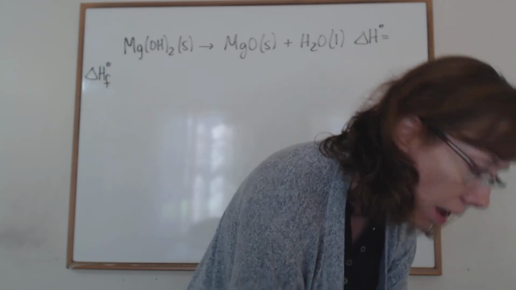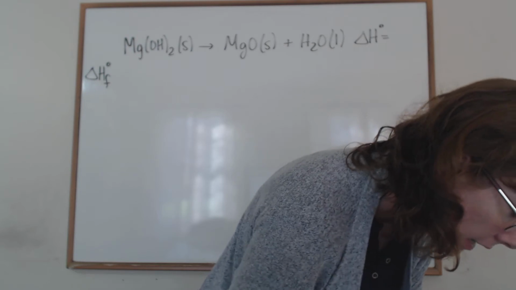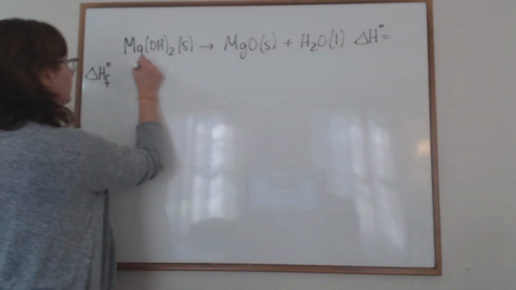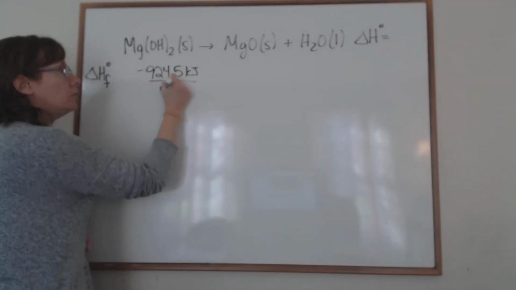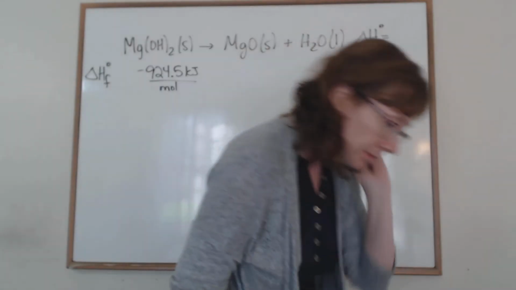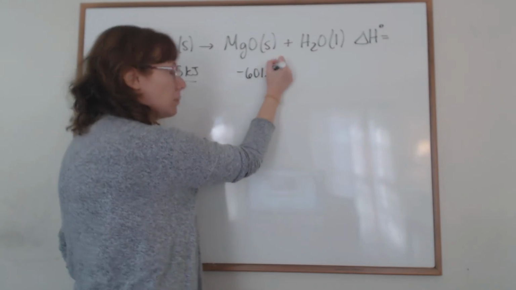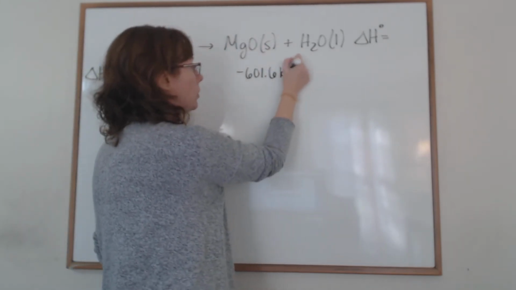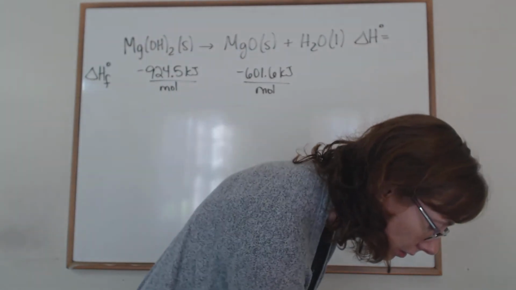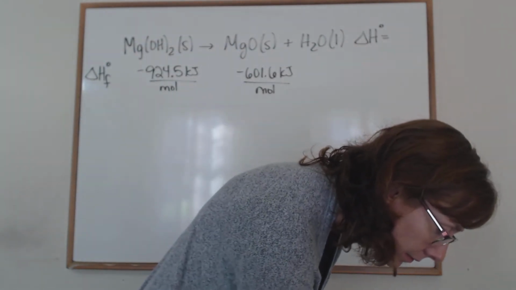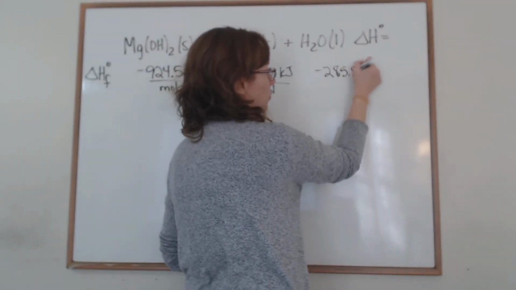So magnesium hydroxide solid, standard enthalpy of formation. In appendix 2, I'm getting negative 924.5 kilojoules per mole. Magnesium oxide solid, negative 601.6 kilojoules per mole. And H2O liquid, that's under oxygen, negative 285.8 kilojoules per mole.